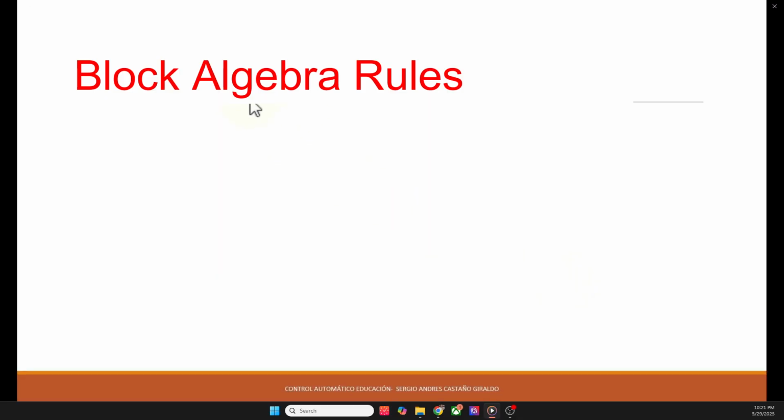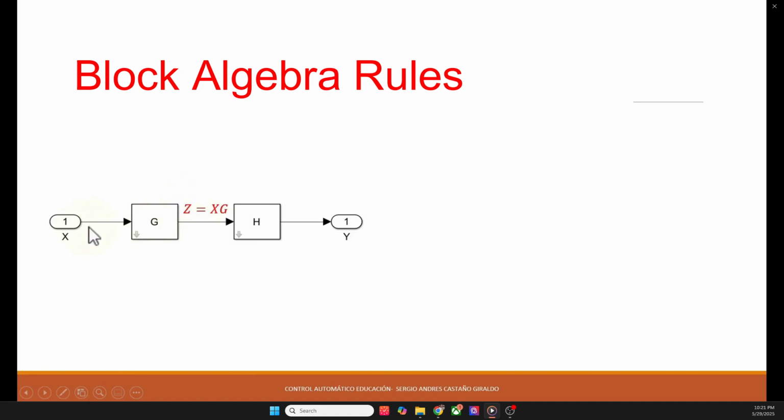Alright, so let's understand how to approach algebra when we have blocks. Let's start with the simplest case, which is having 2 blocks in series. In this case, I have block G and block H. Let's see, then, what we have at the output. If we look here, initially the signal X, which is this arrow, is entering block G. That means that at the output of this block G, I will have a signal Z, which would simply be the product of the input signal X and the block, so X times G.